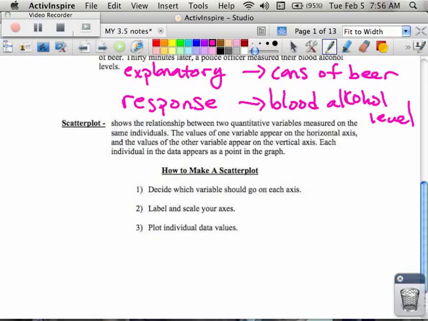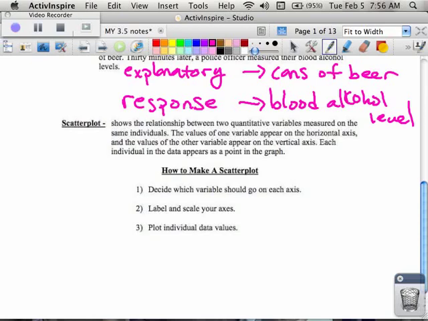How do you make them? You pick which variable is going to go on each axis. You can make a scatter plot either way. So when they were talking about blood alcohol level and cans of beer, you could have made either one the explanatory if you wanted to, depending on what you wanted to predict. So if I said, Peter's blood alcohol level is 0.1. How many cans of beer did he drink? You could have made the explanatory the blood alcohol level if you wanted to. So you decide which one's the explanatory, which one's the response, and then you make your x and y axis.